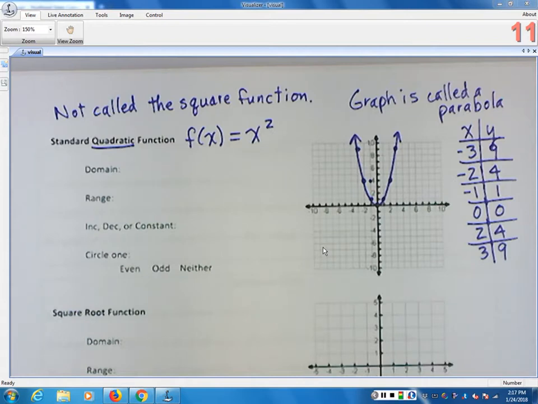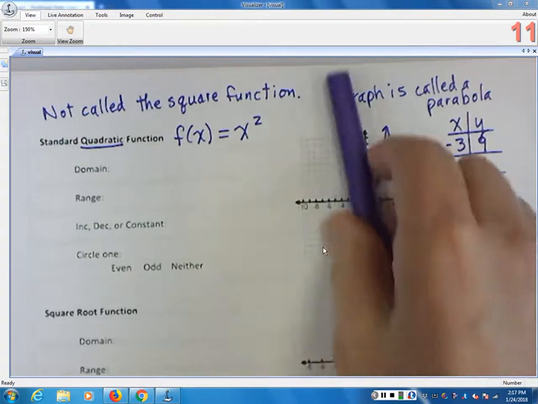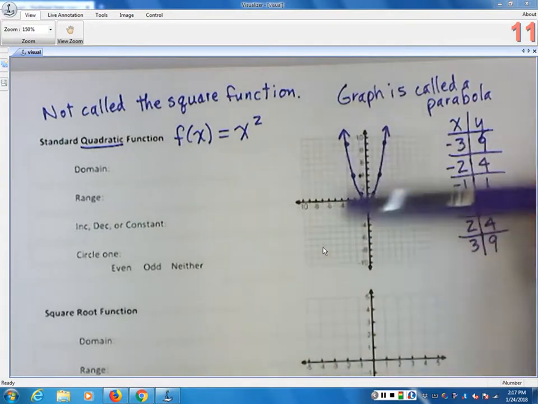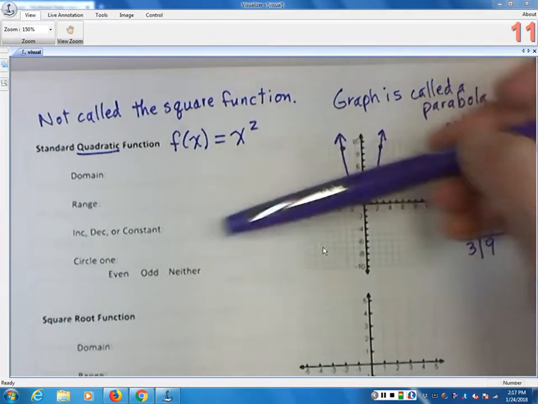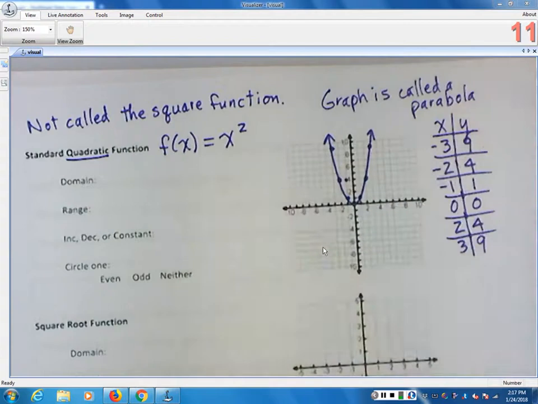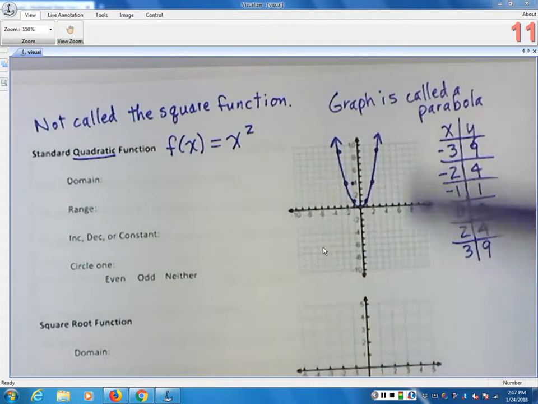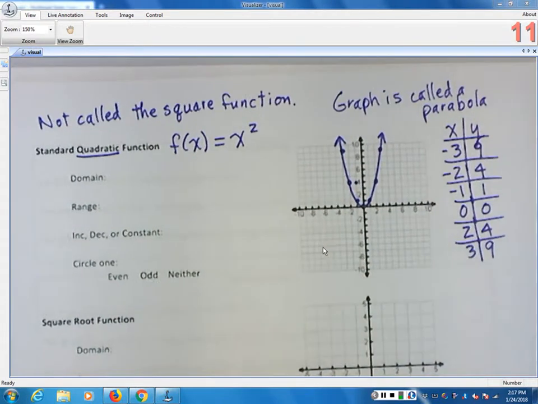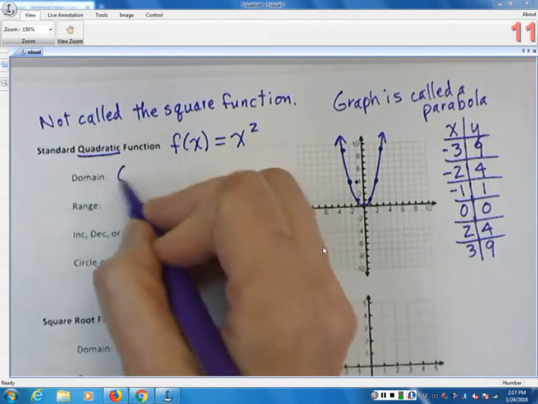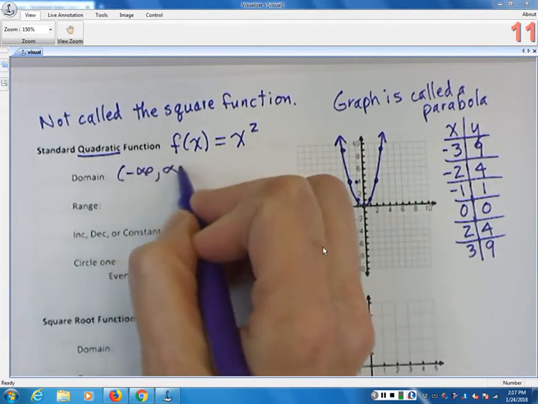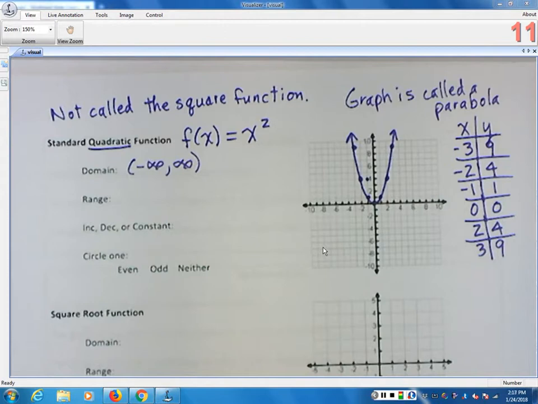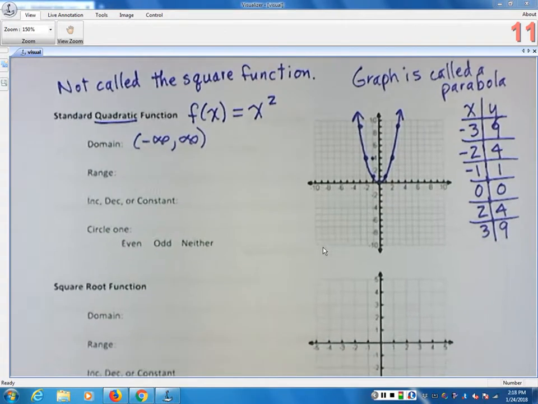So what's the domain? This is going up at a sharp angle, but still it goes to -infinity on x, positive infinity on y. So the domain is -infinity to infinity. If you're going to guess the value for domain, that might be a good one to guess.